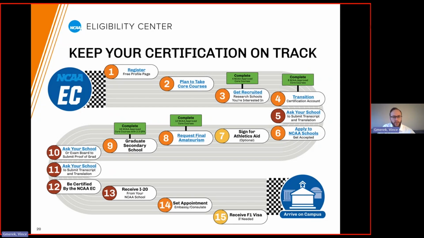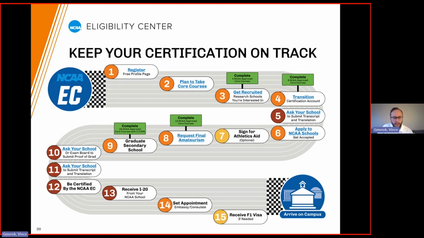Step one is always registering with the Eligibility Center. The Eligibility Center's website is www.eligibilitycenter.org. You can see the spelling of Eligibility Center at the top of this slide and throughout this presentation. But again, step one is always registering a free profile account with the Eligibility Center. And then you can later upgrade that account if you decide you wish to pursue an NCAA education and wish to compete for an NCAA school. So step one is to register.